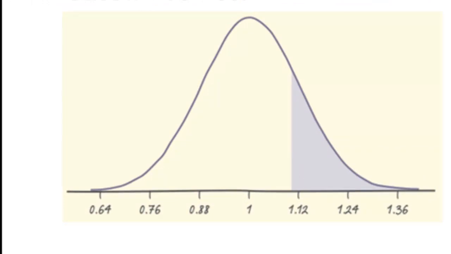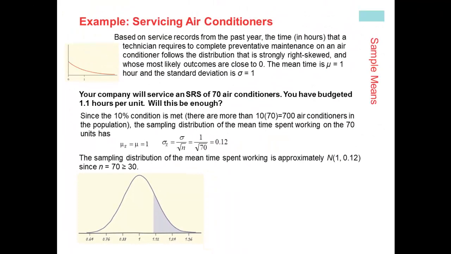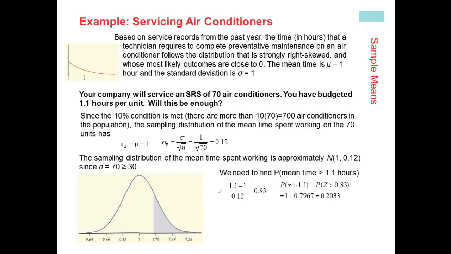Here is a graph of what I'm looking for, and again this is a good idea, to always put a picture down when you're trying to solve this if you're doing a free response type question on a quiz, test, or the AP test at the end of the year. If I standardize this, my z-score is going to end up being 1.1 minus 1 divided by the standard deviation of the sampling distribution, which is 0.12, which gives me 0.83. So I'm trying to find the probability that z is greater than 0.83.